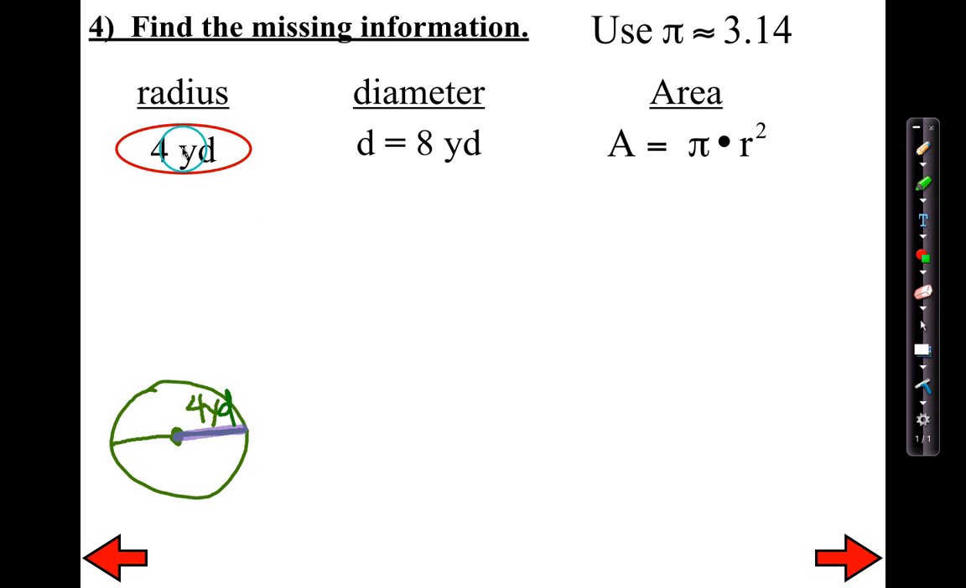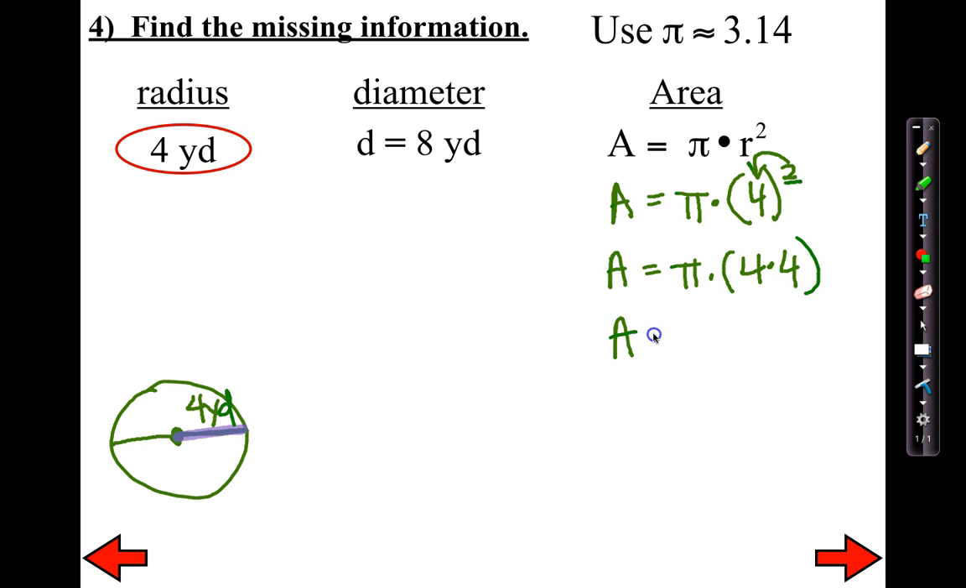Well, we figured out that the radius is 4. So I'm going to say the area equals pi times the radius, which is 4, and I'm going to square that. What squared means is I'm going to repeat a 4 two times.